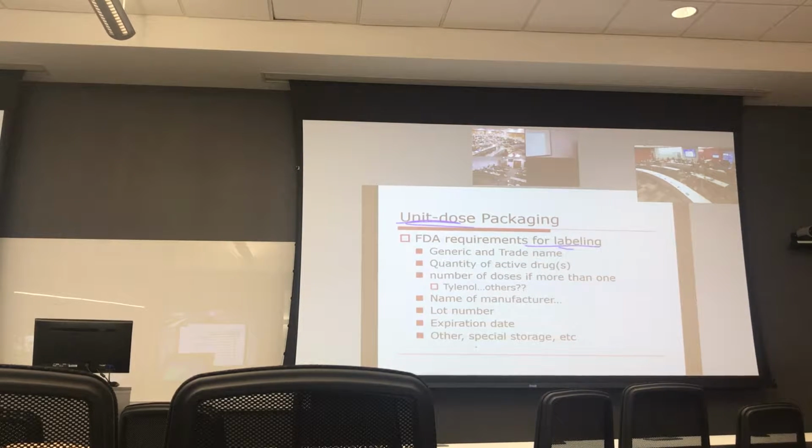Number of doses is one that really doesn't come up that much. It used to be they would package Tylenol for hospitals with a single dose, which was 2 tablets of the 325 milligrams. I don't really know of any other examples of that, but it is specifically a requirement there that if the product contains more than 1 tablet or more than 1 dose, it has to be labeled on there so that they will know that at the bedside or wherever they're actually administering the product. Other things are pretty much standard, definitely special storage information. This would be things like if it requires refrigeration or protective light or whatever like that. Definitely has to be indicated on the packaging.